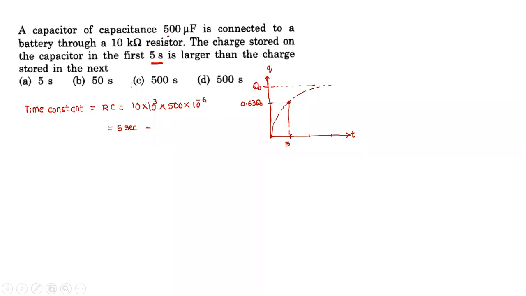So in this case, actually the time constant is very large. We have taken a very large resistance, and the capacitor also is very large. 500 microfarad is very large, and this is a very high value. So what we understand from here is that most of the charge is acquired in the very initial time itself.